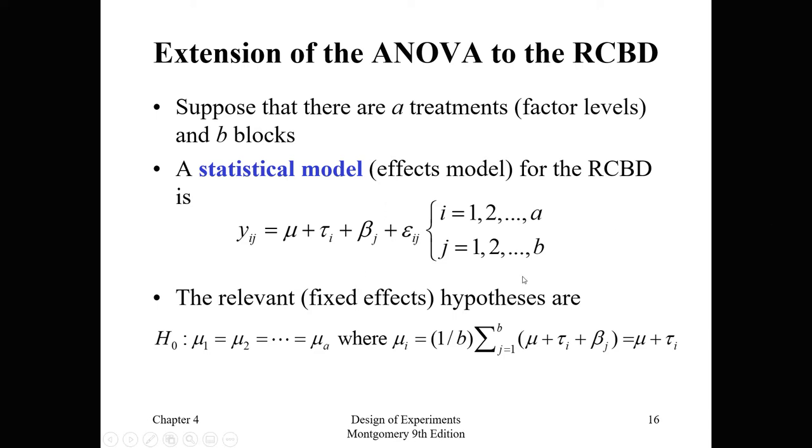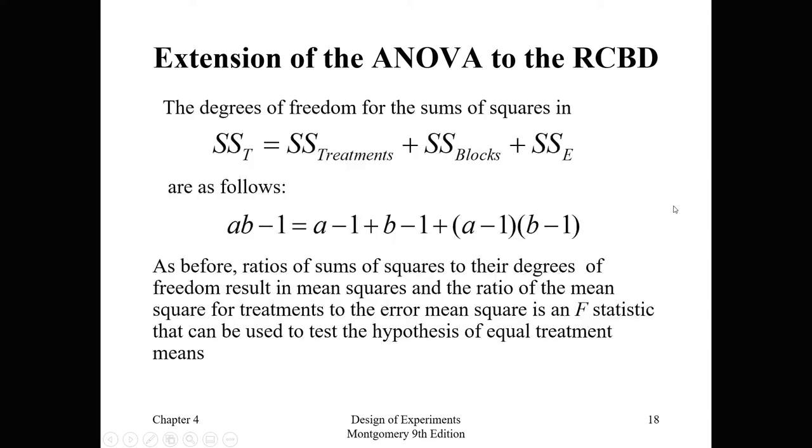So the fixed effects hypothesis, we're assuming that this null hypothesis, all of the means are the same. And then the mu sub i, this is the average treatment effect across all of the blocks. We're literally taking the average across all these j's, the mean of that treatment group across all the blocks. So we're assuming that all of those averages are going to be the same.